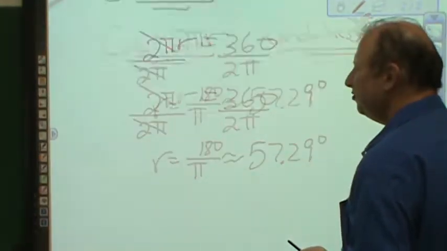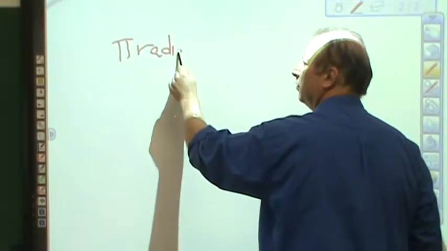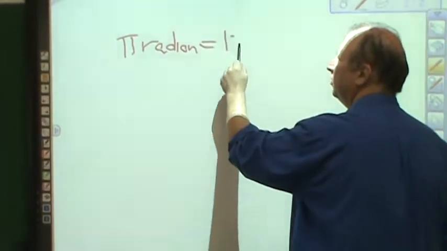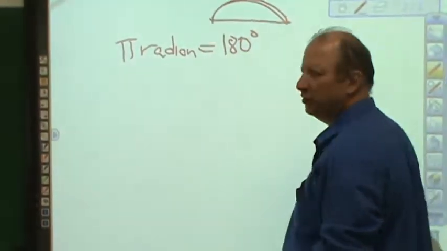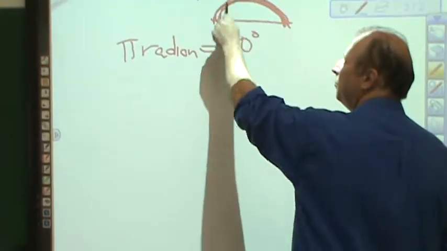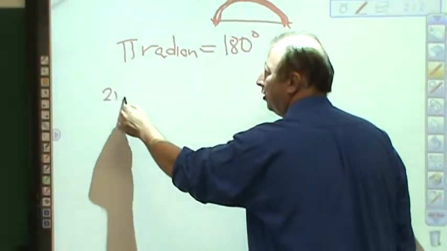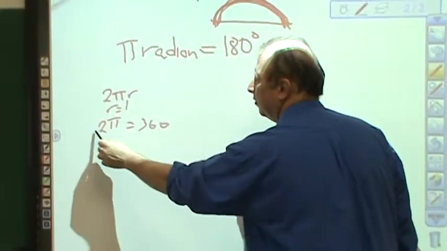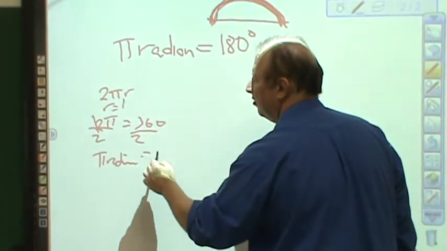Let's talk about that a little bit more, just so you get a better understanding. These are examples that your teachers use in the classroom. Let's say I have pi radians. Pi radians is telling you we have 180 degrees. So if I go from here to here with a unit circle of 1, from here to here is 180 degrees, but also the circumference happens to be pi. Of course, 2 pi r, when r equals 1, is 2 pi equals 360. Divide both sides by 2. Pi radians is equal to 180 degrees.